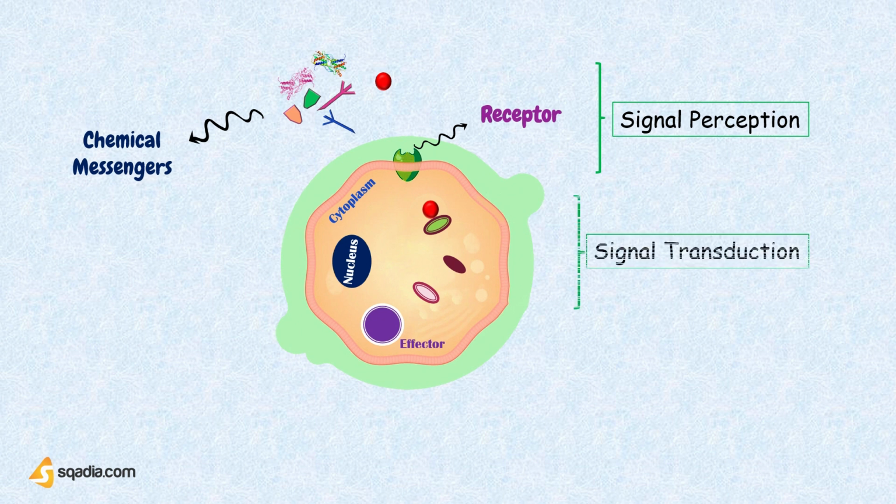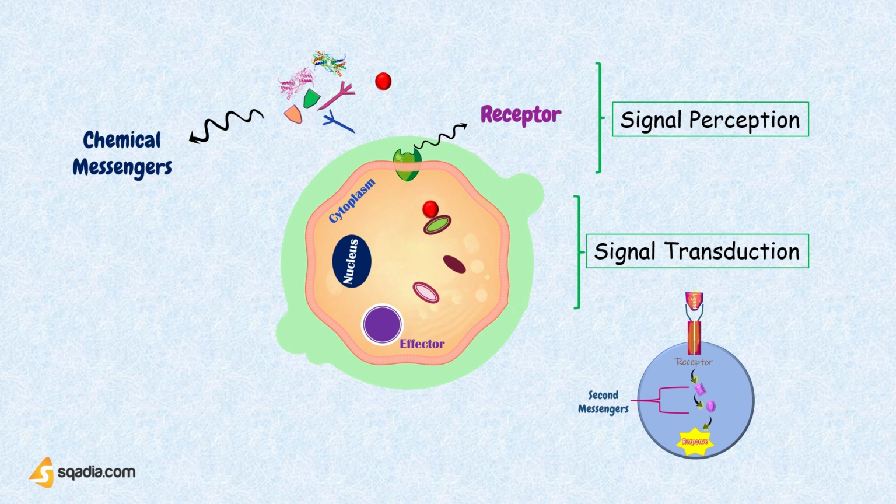The second stage is transduction. When the signaling molecule binds to the receptor, it changes the receptor protein. This change in the receptor sets off a series of events, like the domino effect. Each relay molecule or second messenger in the signal transduction pathway changes the next molecule in the pathway.